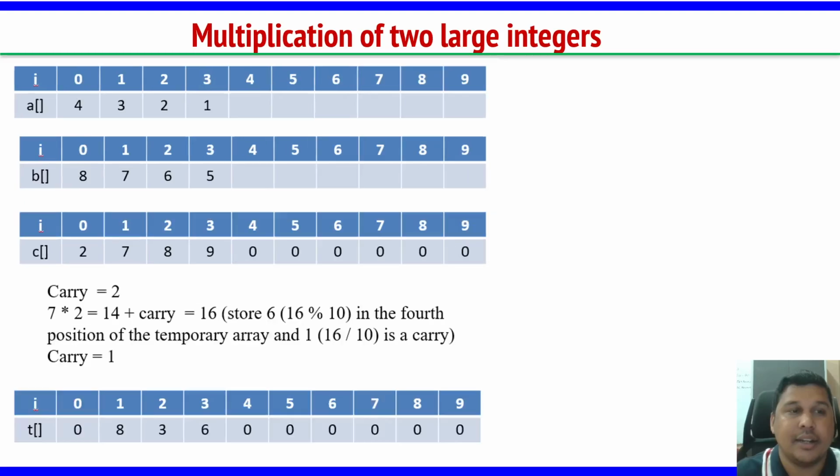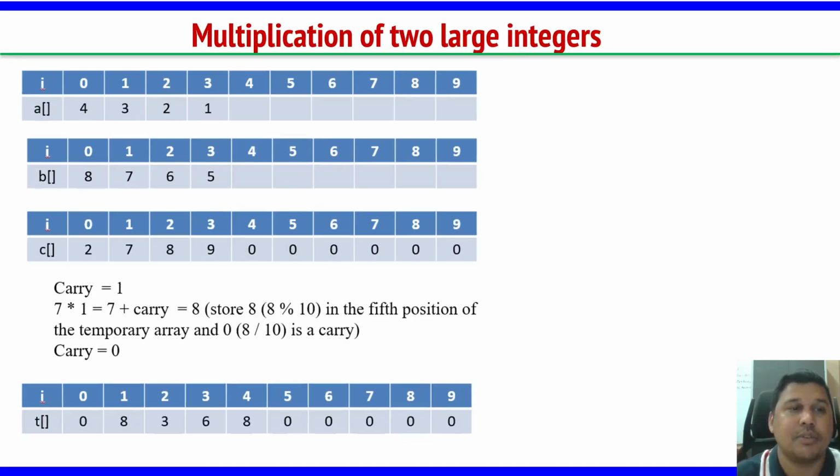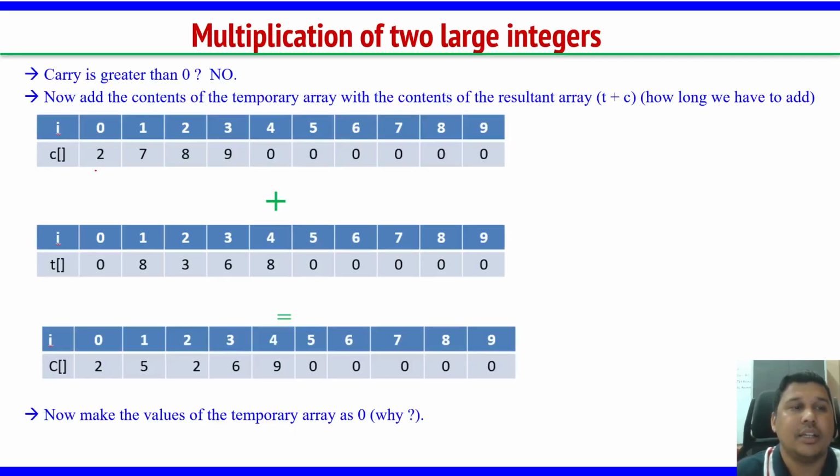Again next, you multiply 7 with 2, that is 14 plus the previous carry 2, 16. So, again 6 comes here, carry becomes 1. Again next, the last one, 7 into 1, that is 7 plus the carry 1, 8. So 8 modulo 10 is 8, that I will place here and carry remains 0. So, the iteration is over. Now, what do I have to do once the iteration is over? Add this t with c. See, the existing c whatever I had and the new t I got, I am adding it. So, this becomes my new c.